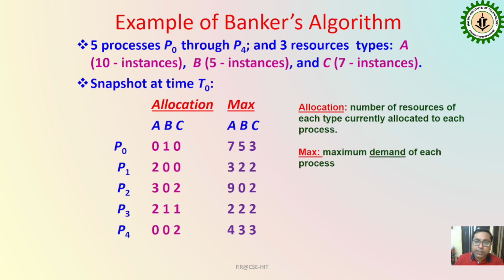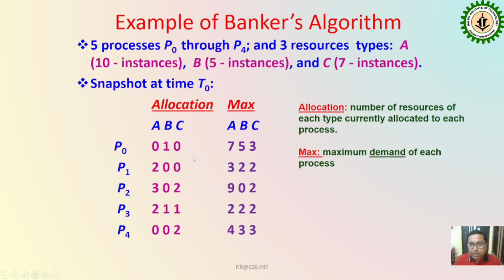So this is the example of the banker's algorithm. Now in this case 5 processes are available. These are declared, that is P0, P1, P2, P3, P4. These 5 processes are there.